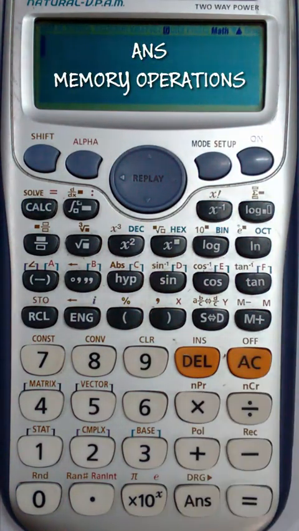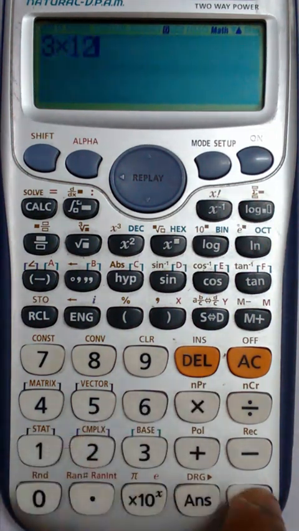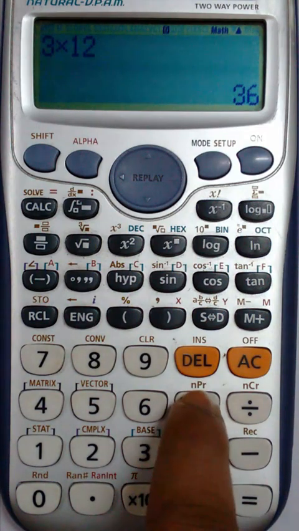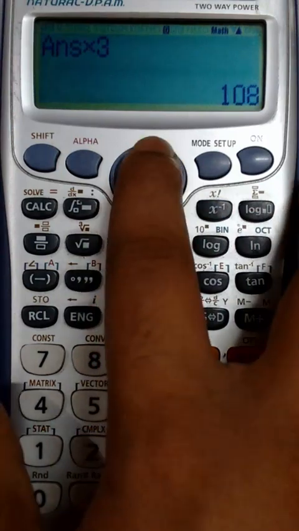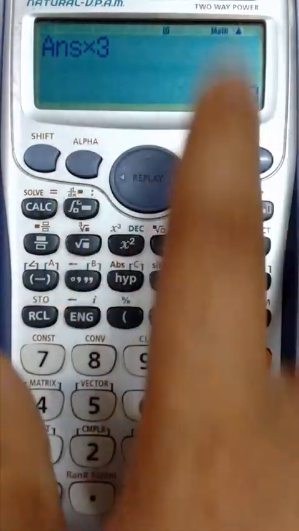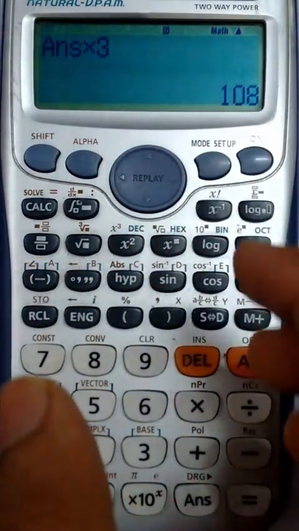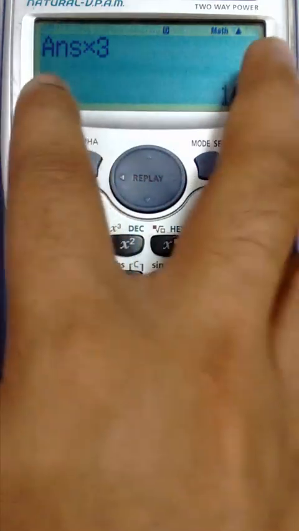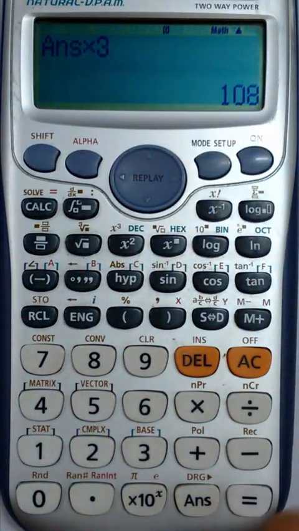Next is answer memory on the calculator. So how to deal with it? I have one example, 3 times 12 is equal to 36. Then I multiplied by 3. You can see here 12 times 3 is 36, and this 36 times 3 is 108. So Answer is used for the multiplication, which is 36 times 3 equals 108. In this way the use of Answer is done.